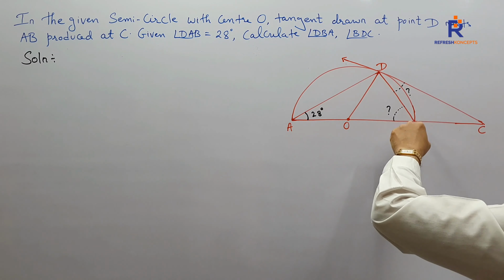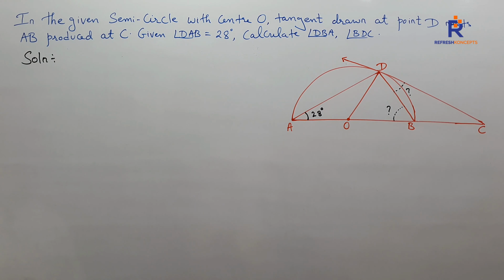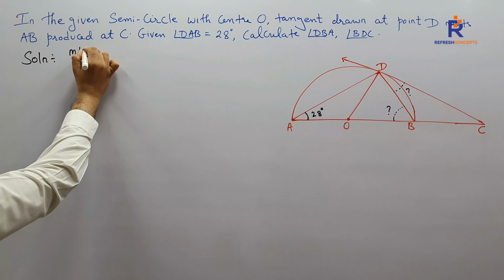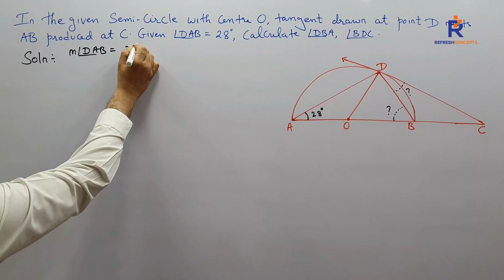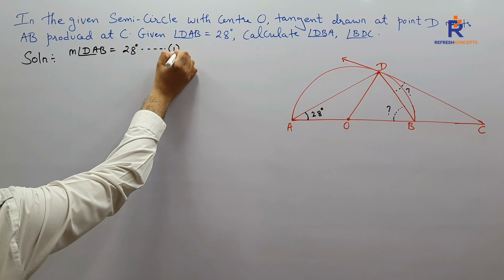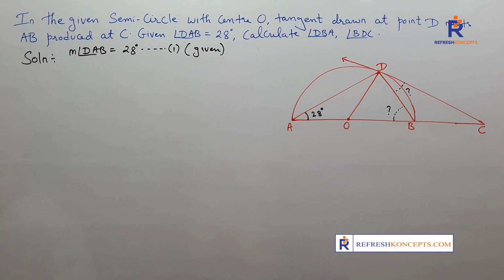We have been given one value. Let's start with our solution. When we start with our solution, we always write down whatever is given to us. So what value is given to us? The value which is given to us is measure angle DAB. Measure angle DAB is 28 degree. This is my equation number 1, given.